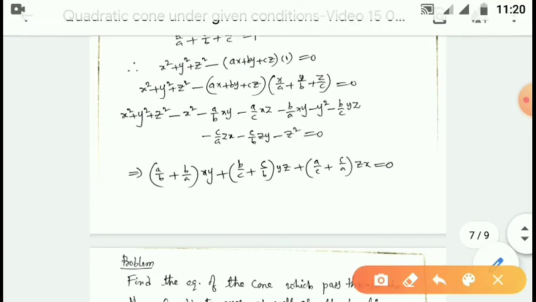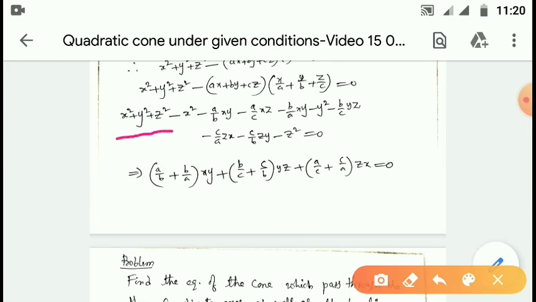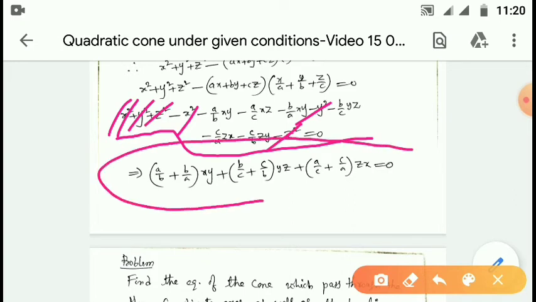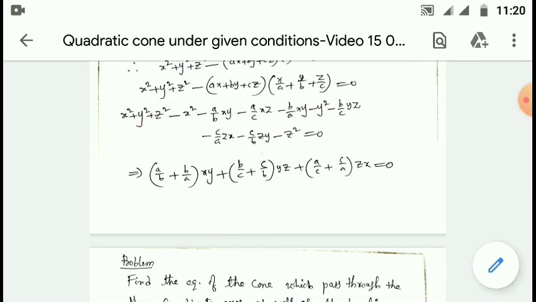On simplifying this, you will have x square plus y square plus z square and this entire expression. So we can cancel x square with minus x square, y square with minus y square, and z square with minus z square, and finally you will get this equation: (a by b plus b by a) xy plus (b by c plus c by b) yz plus (c by a plus a by c) zx is equal to 0. This is the required equation of the cone in this problem.